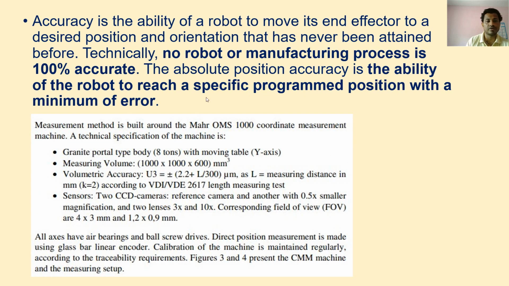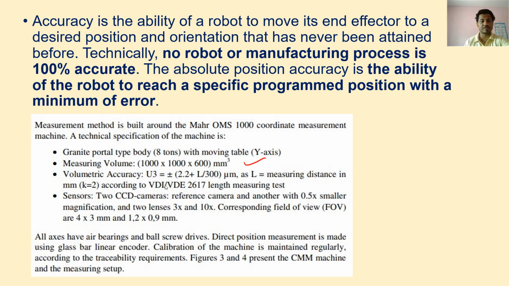Accuracy is the ability of the robot to reach a specific programmed position within a minimum of error. The measurement method is built around the Mahr OMS coordinate measurement machine system. The technical specification of the machine is a granite prototype with a moving table on the Y-axis. A typical specification of the machine is a measuring volume of 1000 by 1000 by 600 mm cube.